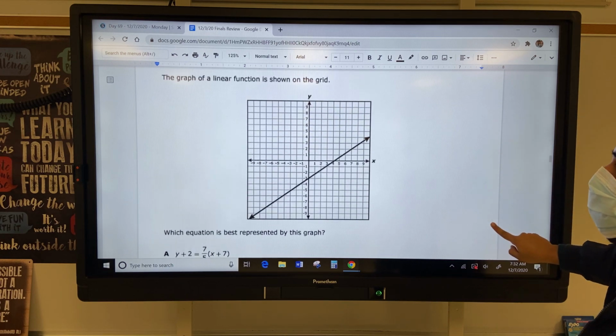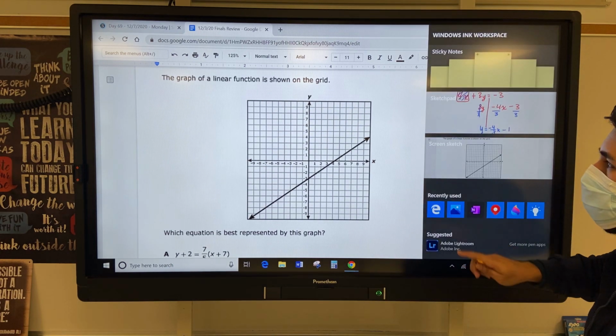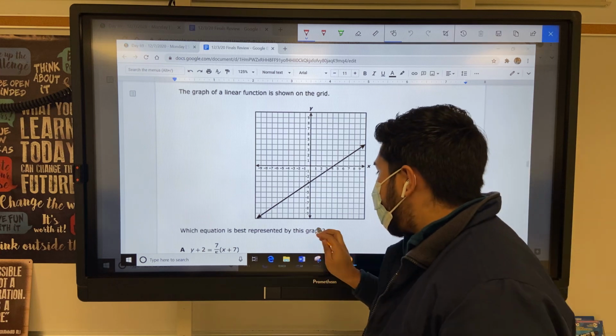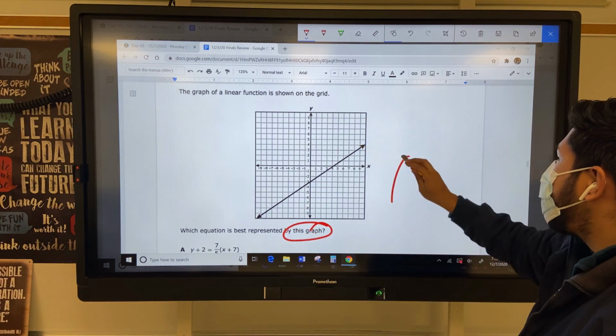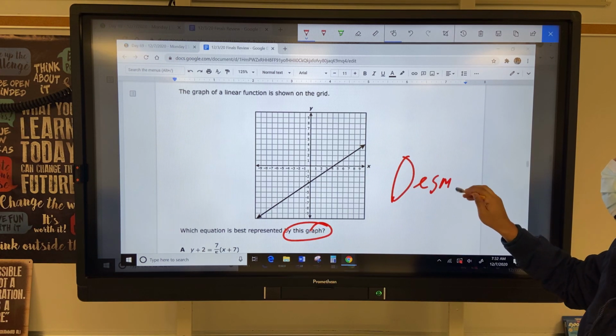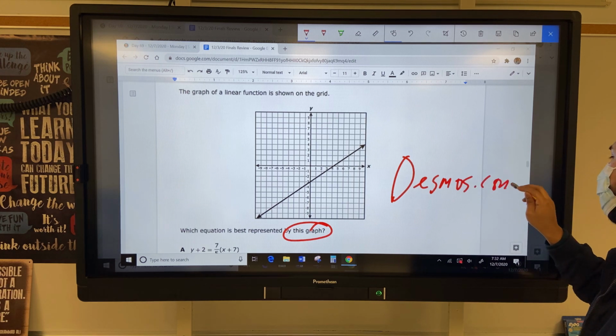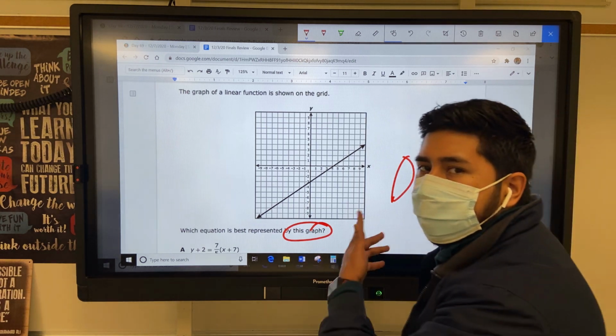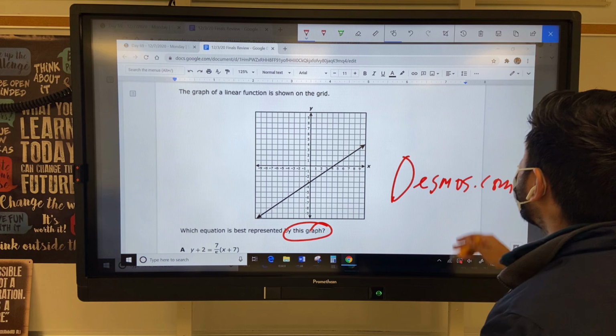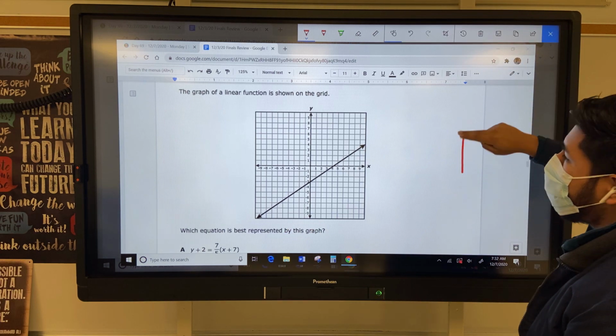Oh, it's another Desmos. So anytime that it's telling you to graph, make sure you go to desmos.com. Put in the equation, see which one matches this one, all right?